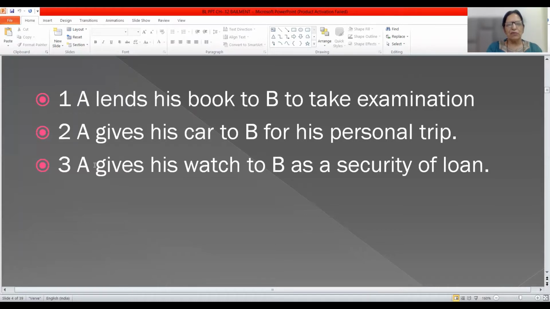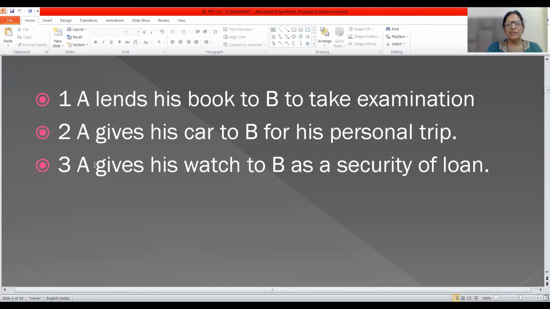A gives his car to B for his personal trip. A and B are good friends. Now B has to enjoy a certain trip, and A is such a person that he wants to help his friend. So he gives him his car and says, okay, you plan your personal trip and enjoy. Here also, friends, A is not going to charge anything from B. So this is the bailment which is without consideration.